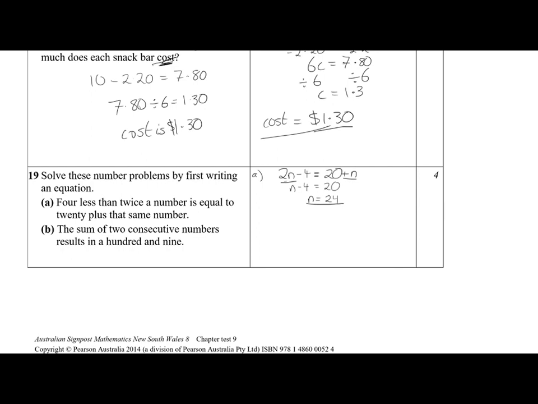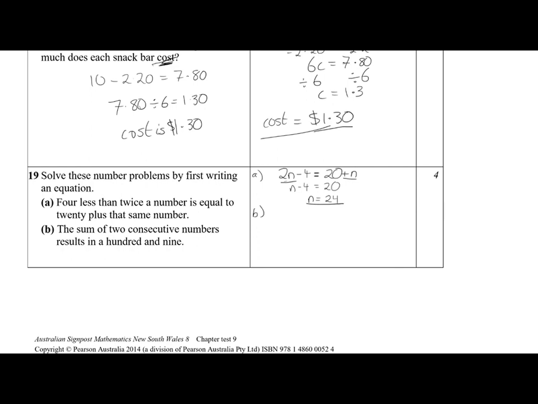So if you were to put that into the original equation, 4 less than twice the number. So 4 less than twice 24. Twice 24 is 48. 4 less than that is 44. Is equal to 20 plus that same number. 20 plus 24, 44 as well. So 44 equals 44. That's what we were after.